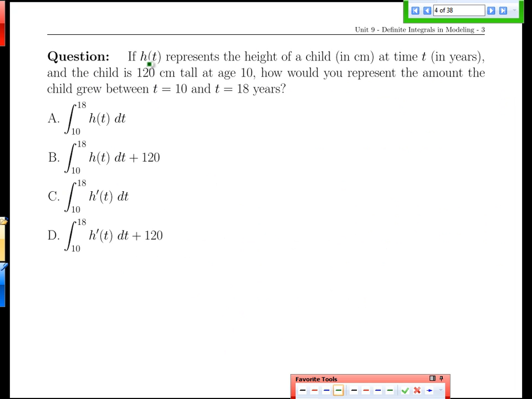As a quick check here, this is a slightly, well, more exotic example, I think is fair, but you'll see a question like it in the homework. If h of t is the height of a child in centimeters at t years, they start at 120 centimeters tall at age 10, how would you represent the amount the child grew between t equals 10 and t equals 18 years? So think about that. Take a look at the variations on the theme here, h or h prime, with or without the 120, and in a few seconds, we'll take a look at it.